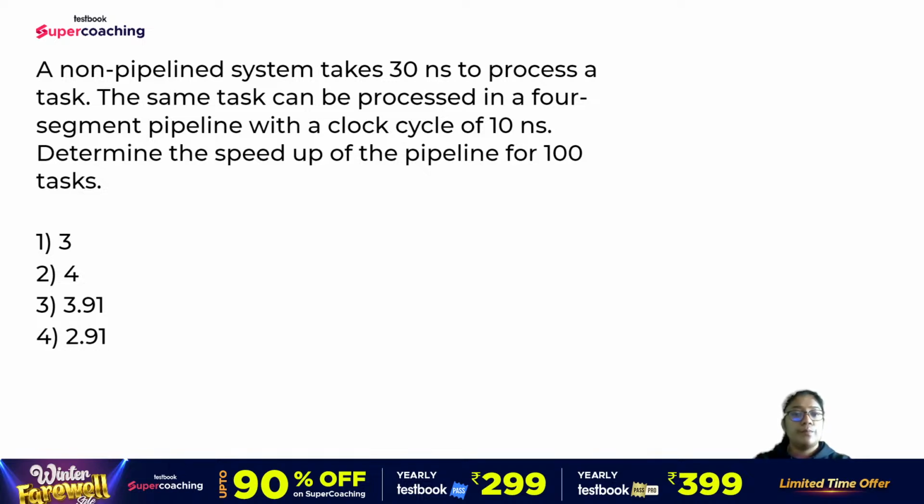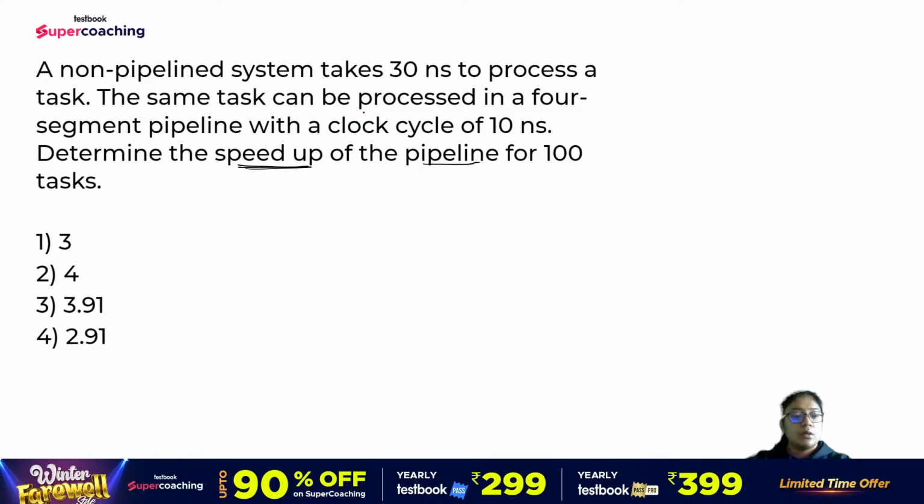One more question. Here we are supposed to calculate the speed up of the pipeline for 100 tasks. So the number of tasks is given to you. How much time is non-pipeline taking? It is a 4 segment pipeline. Clock cycle is given to you. So this question is exactly similar to what we have discussed now. So just calculate the values. This is an important type of question. Basically in this question you calculate the time needed without pipeline and the time needed with pipeline, and for speed up obviously you divide both and you'll get the answer.